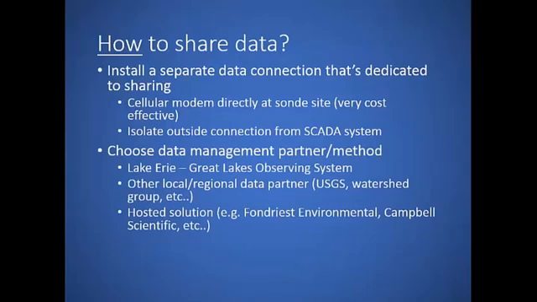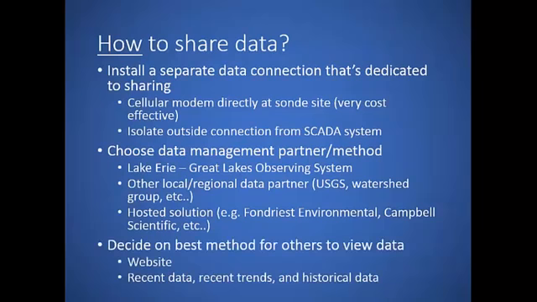Your second step is you need someone to receive that data on the other end, so you need a data management partner. In Lake Erie, this was the Great Lakes Observing System. For other places around the country, you might have an IOOS or NOAA-related organization that could help with this. There are other groups potentially in your area that might help, including the USGS and watershed groups. Again, it's just connecting with the people that are working on your particular water body. You can also go with a hosted solution. A lot of companies that sell data loggers might have their own hosted solution to get that data online. We partnered with Fondriest Environmental, and they have an example of their hosted website here.